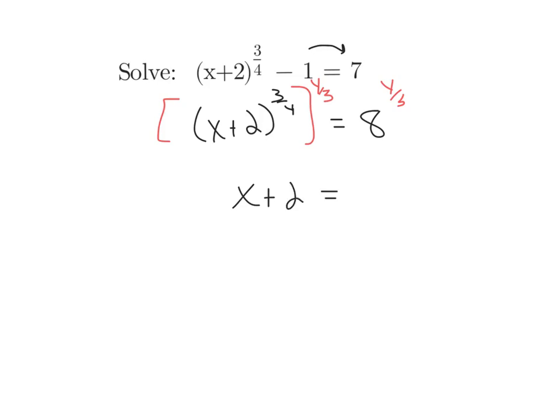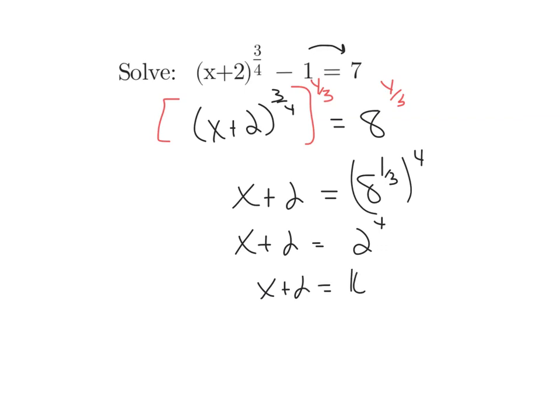On the right-hand side, I'm going to work out 8 to the 4/3. So it's really 8 to the 1/3 to the 4th power. Remember, 1/3 power means cube roots. It's really 2 to the 4th power, which is 16. So x plus 2 is 16. So x is really 14.